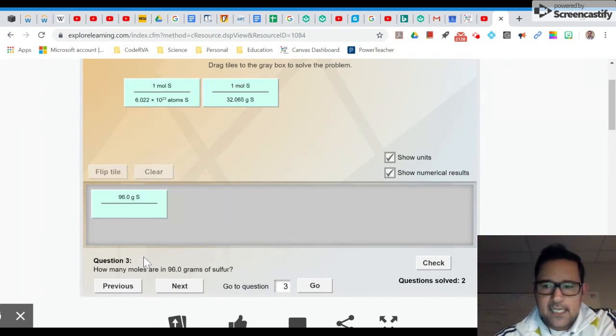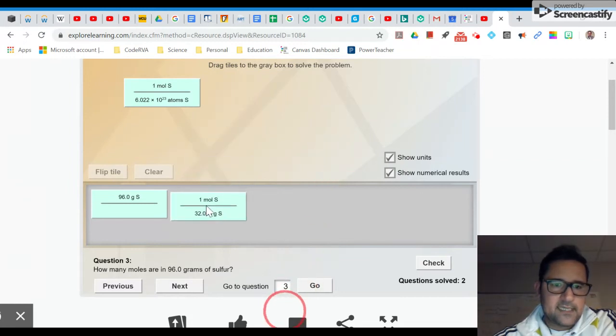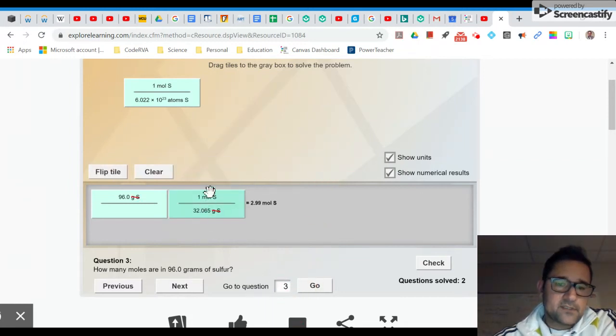The next problem says, how many moles are in 96 grams of sulfur? So they're giving you 96 grams of sulfur, and they're asking you to go to moles. So I'm going from grams to moles. I'm going to use the tile right here. This is the tile that has grams and moles in it because this is the molar mass of sulfur. The molar mass of sulfur is 32.